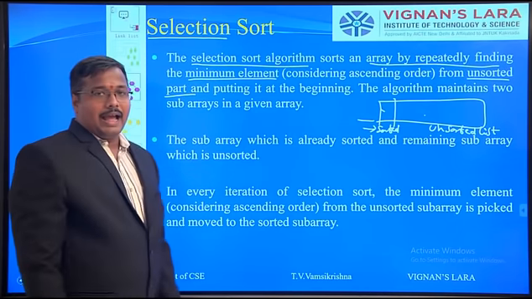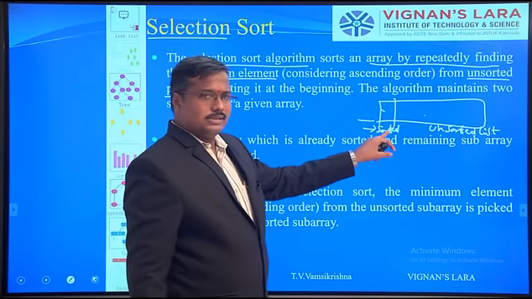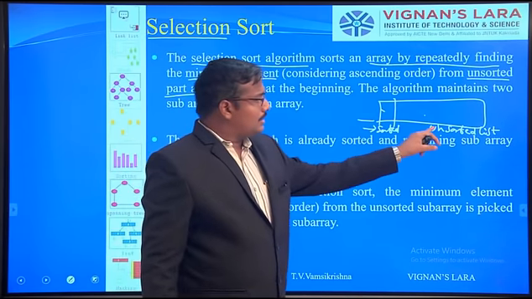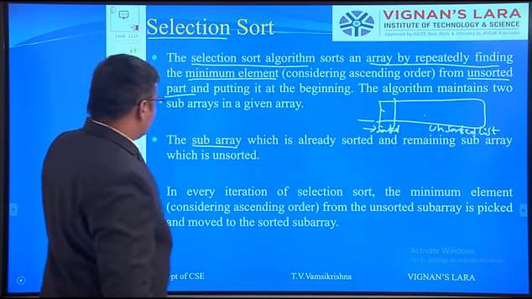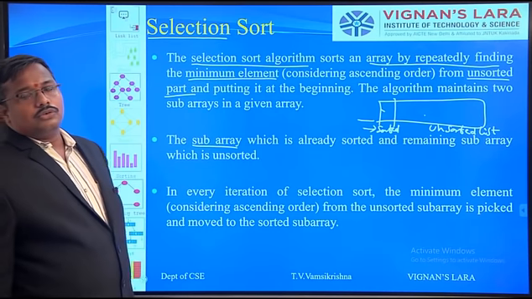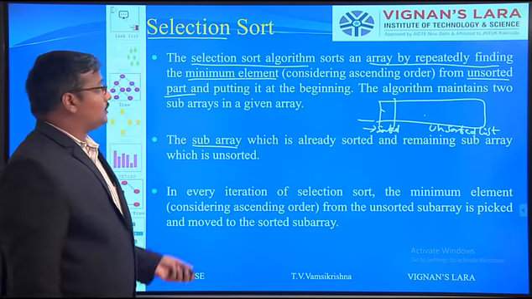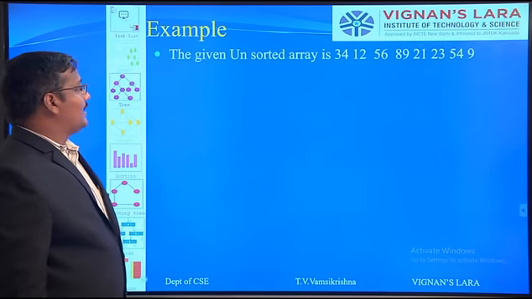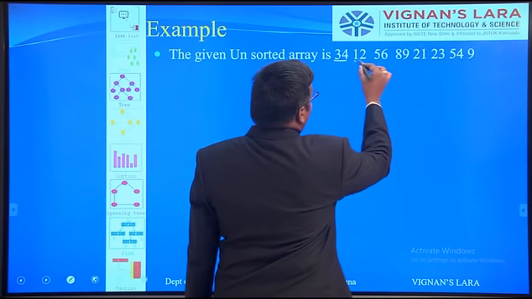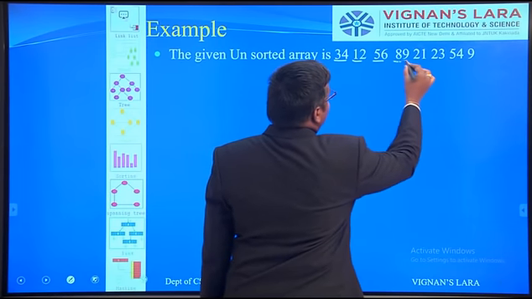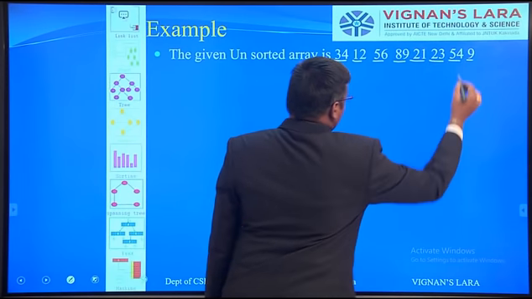So the sub-array is nothing but this is one sorted sub-array and this is another unsorted sub-array. Similarly, we do the same process until every element is sorted. The given unsorted array, as an example, is 34, 12, 56, 89, 21, 23, 54, 9.